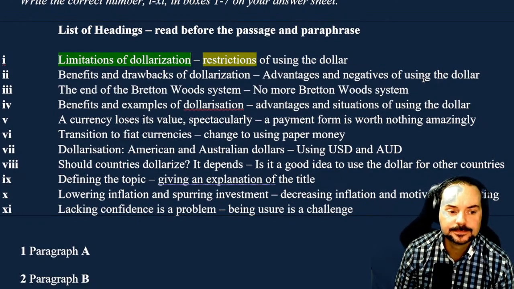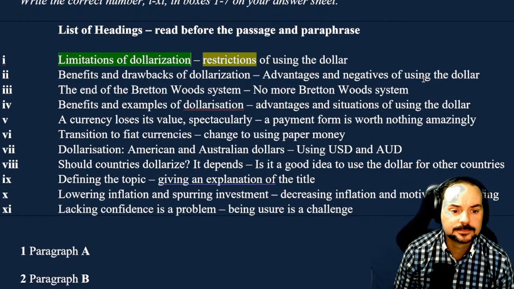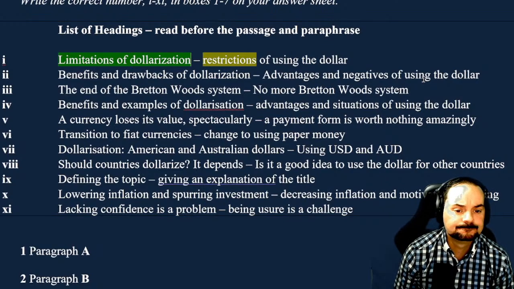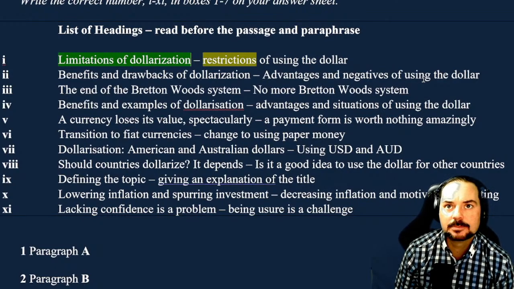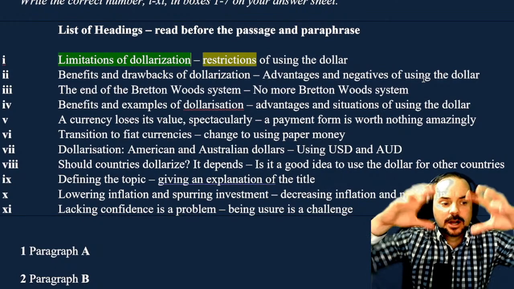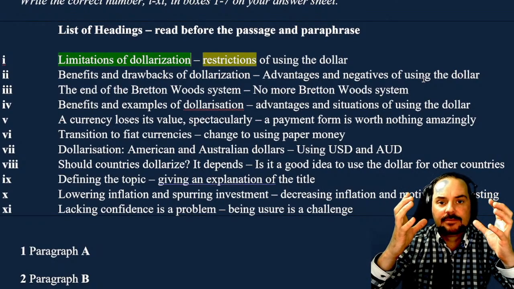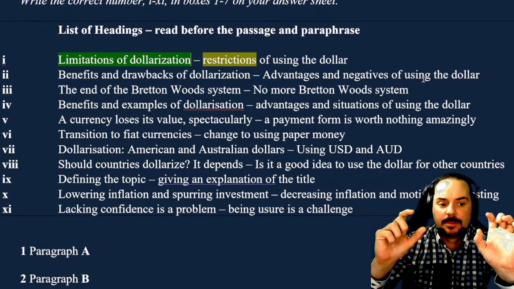The fourth is close because examples of dollarization is similar to ways of dollarization. But I also see that the third is the end of the Bretton Woods system, and this is from where the paragraph starts. You're overthinking it. Okay, keep your thoughts simpler. The list of headings has to be a heading that encompasses all of that paragraph and not a part of it or an example from it.